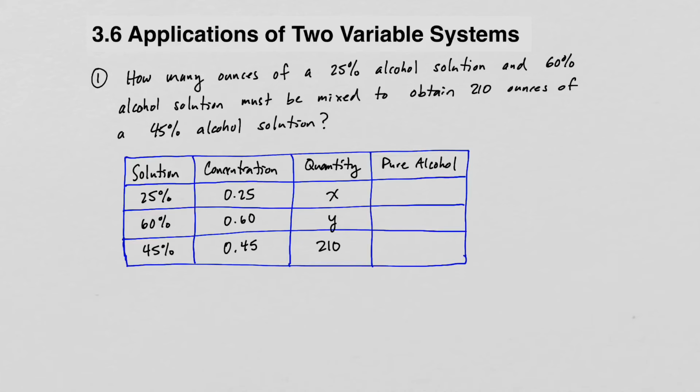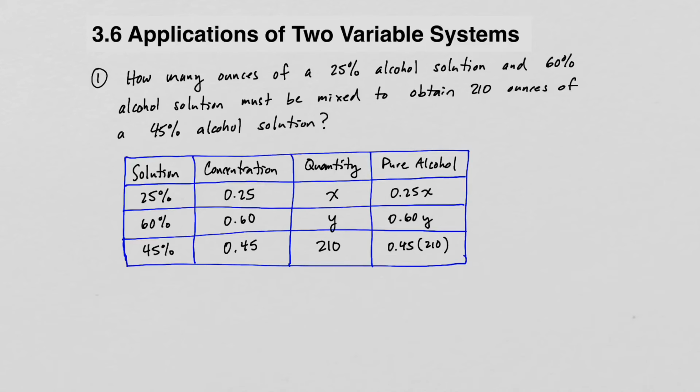And then finally we have the pure alcohol. So when you have a concentrated mixture of a certain concentration and you have a certain quantity, the amount of the pure substance, in this case alcohol, in that mixture is simply concentration multiplied by quantity. So for the 25% mixture, the pure alcohol is 0.25 times X. For the 60% mixture, it is 0.60 times Y. And for the final mixture, it is 0.45 times 210.